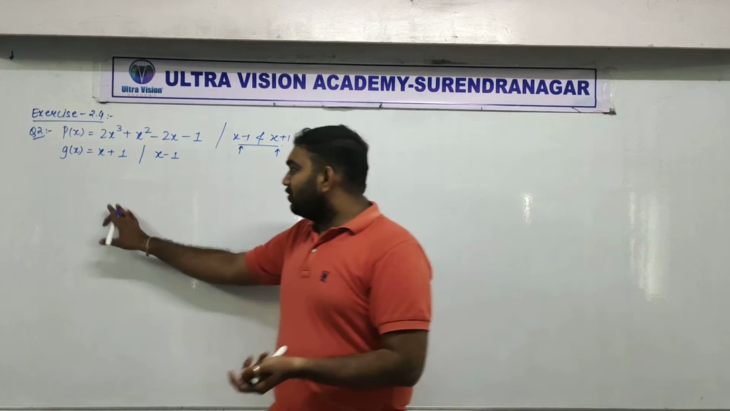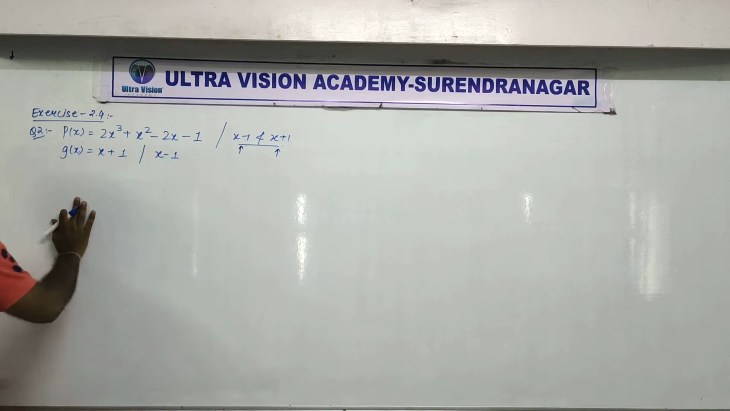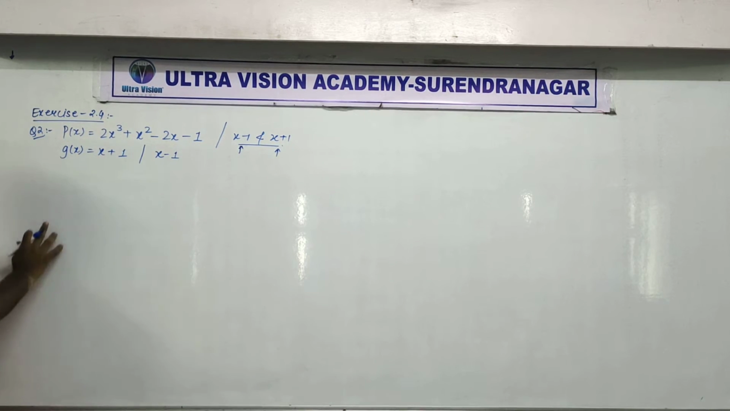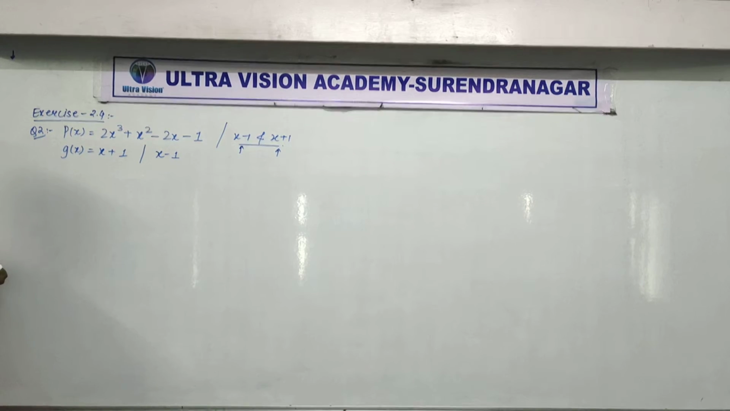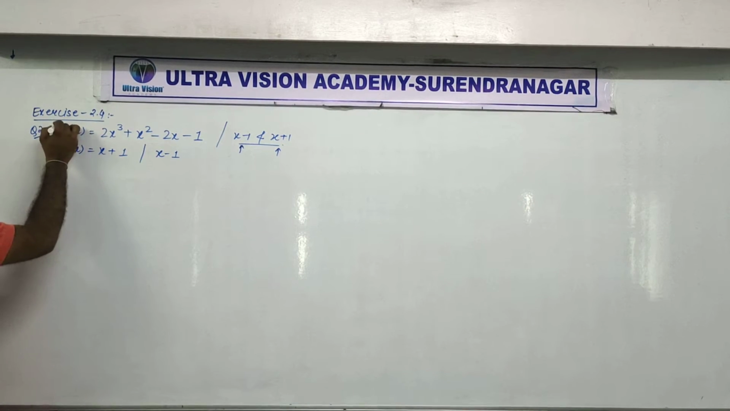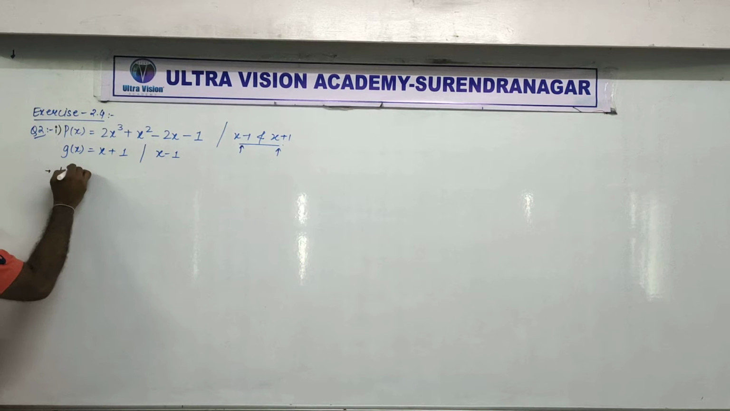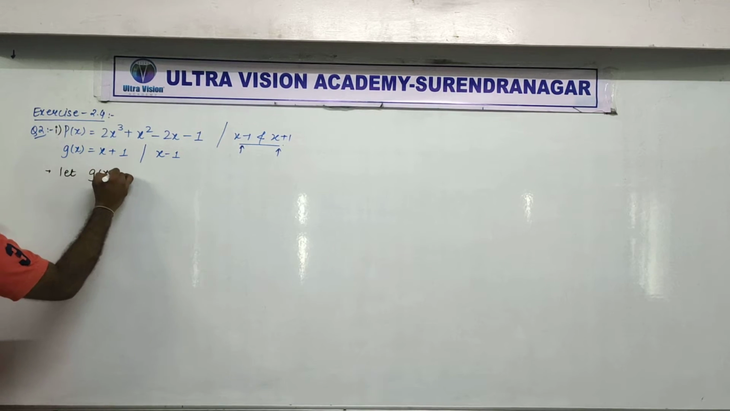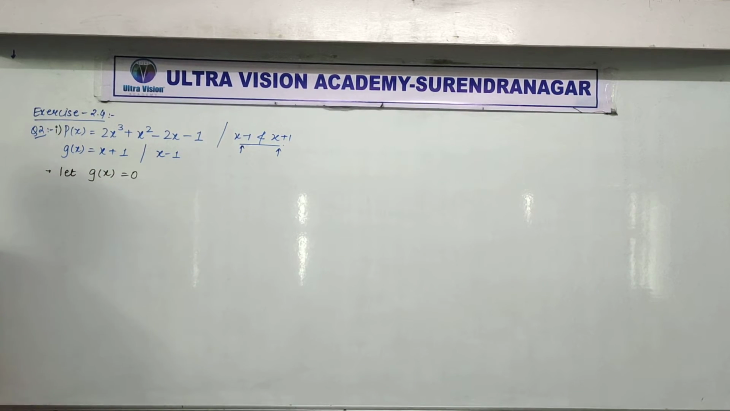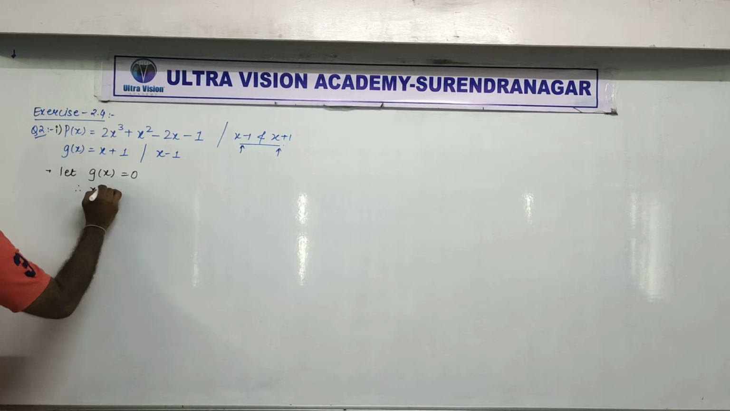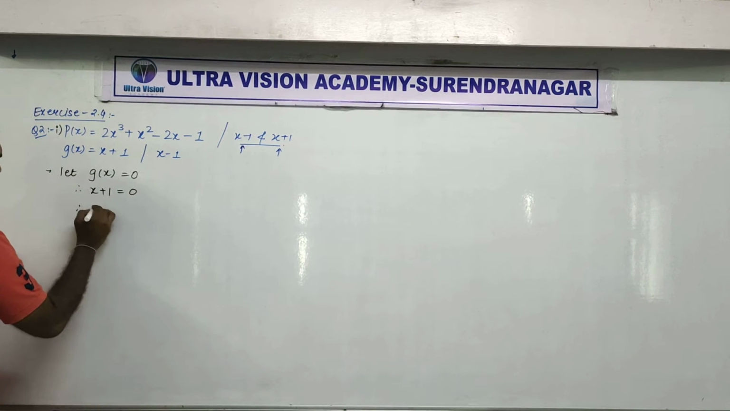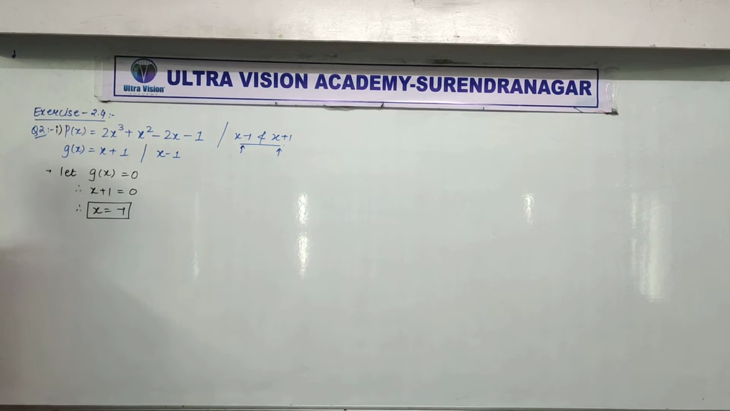Clear? તો અહીં આપણે x plus 1 માટે ચેક કરવાનું કે આ x plus 1 આ પોલિનોમિયલનું ફેક્ટર છે કે કેમ. Simple. Let g of x equal to 0. Therefore x plus 1 equal to 0 and hence x equal to minus 1. Now find it.